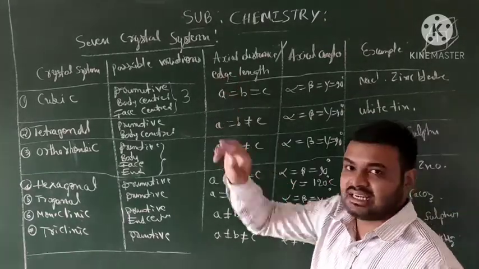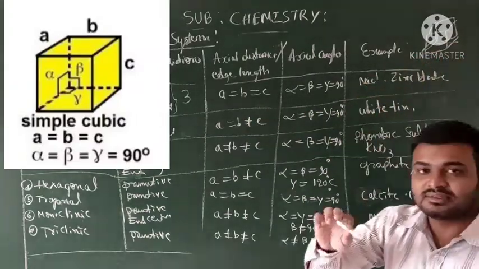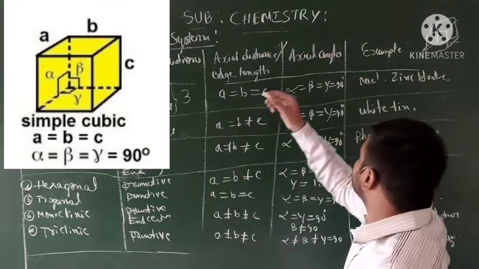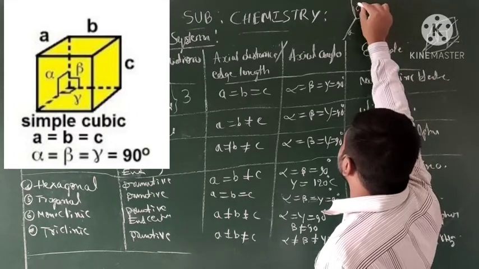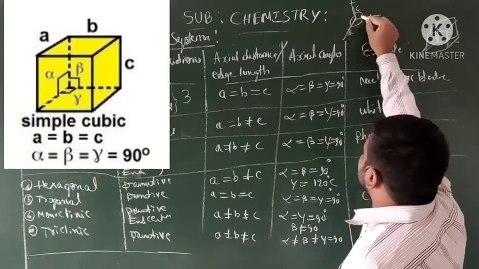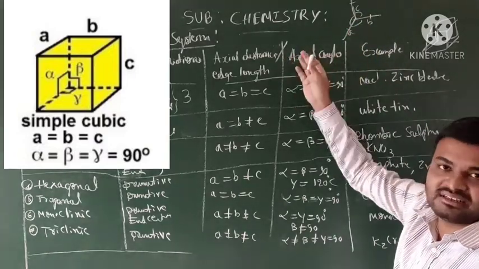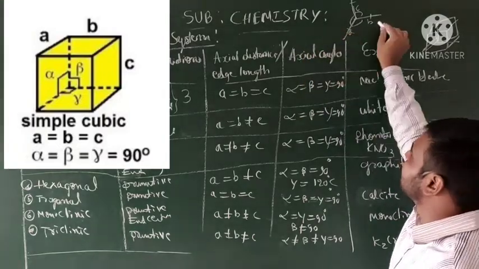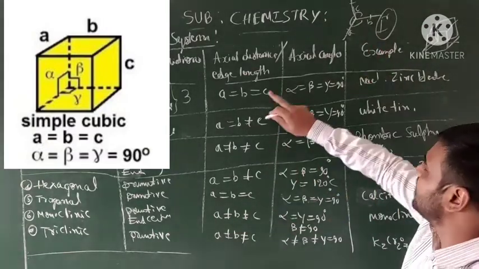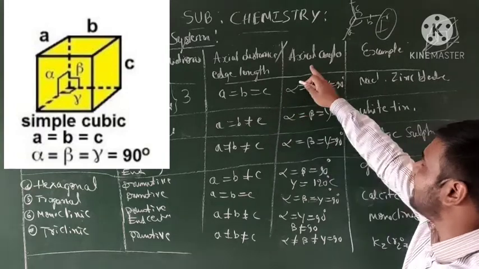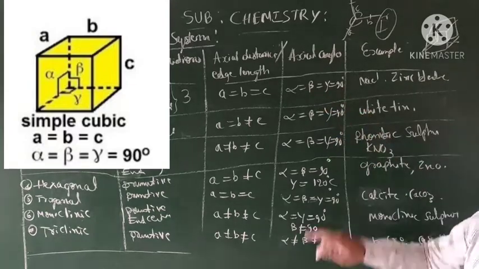So in the unit cell, the angles at the edges may be perpendicular or may not be perpendicular to each other. In the last class we discussed angles. This is A, B and C. In cubic, A is equal to B, B is equal to C. Then the axial angles are also the same, alpha, beta, gamma, all are 90 degrees.